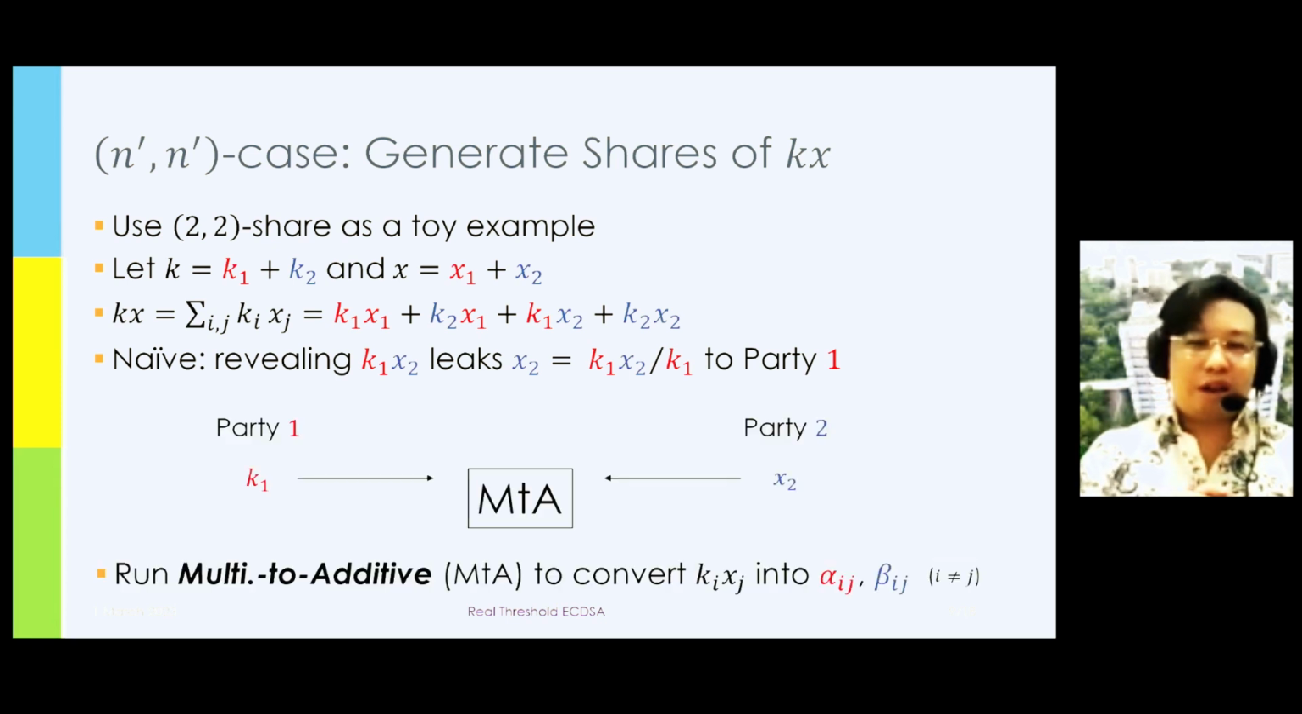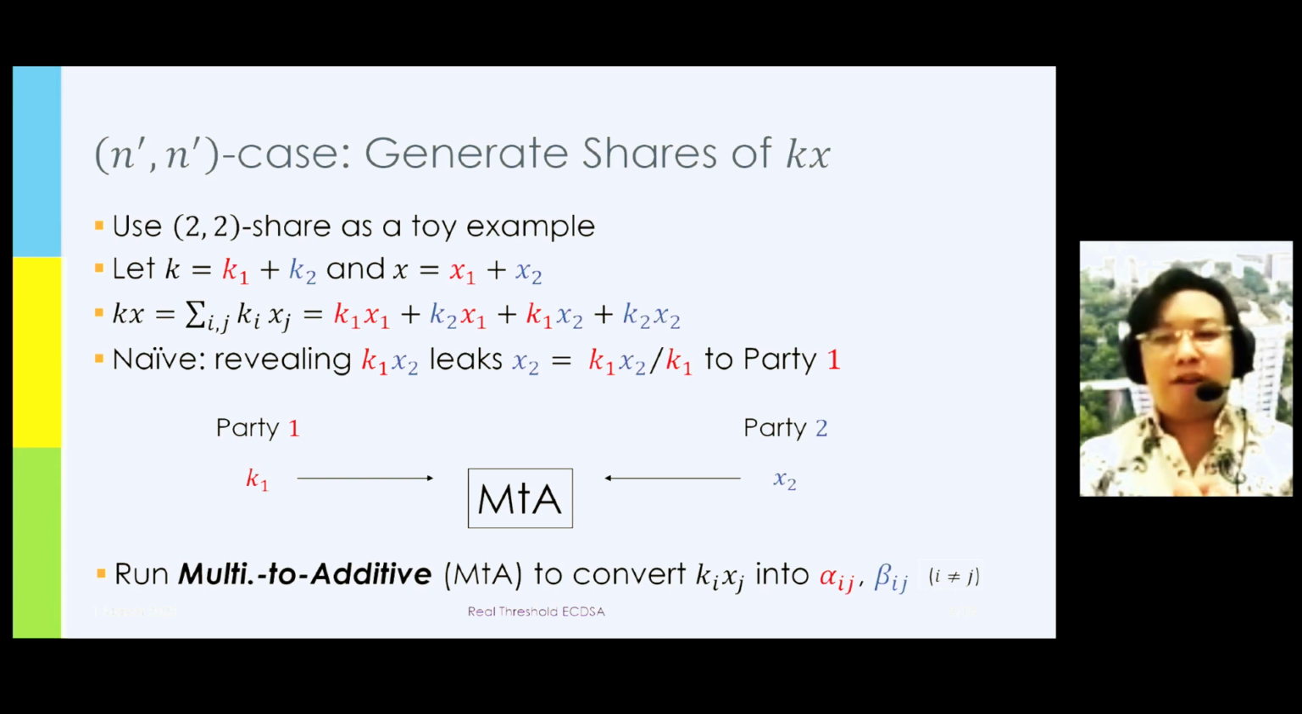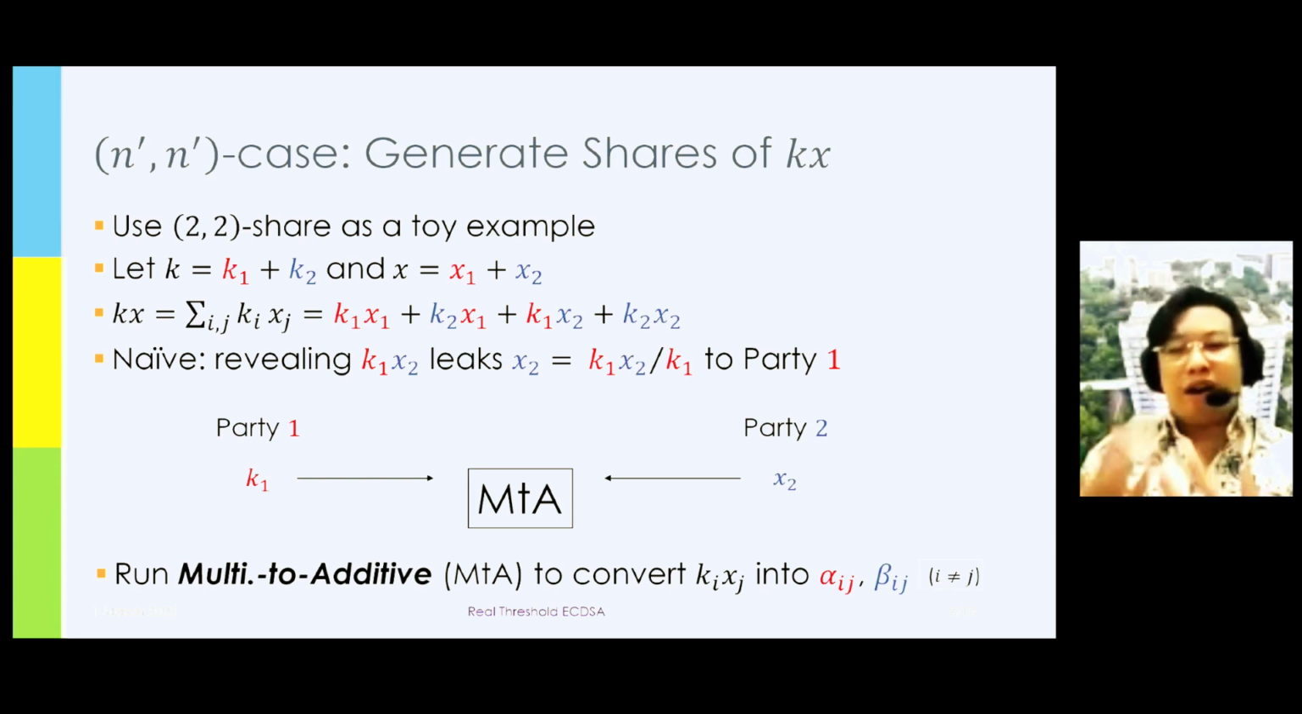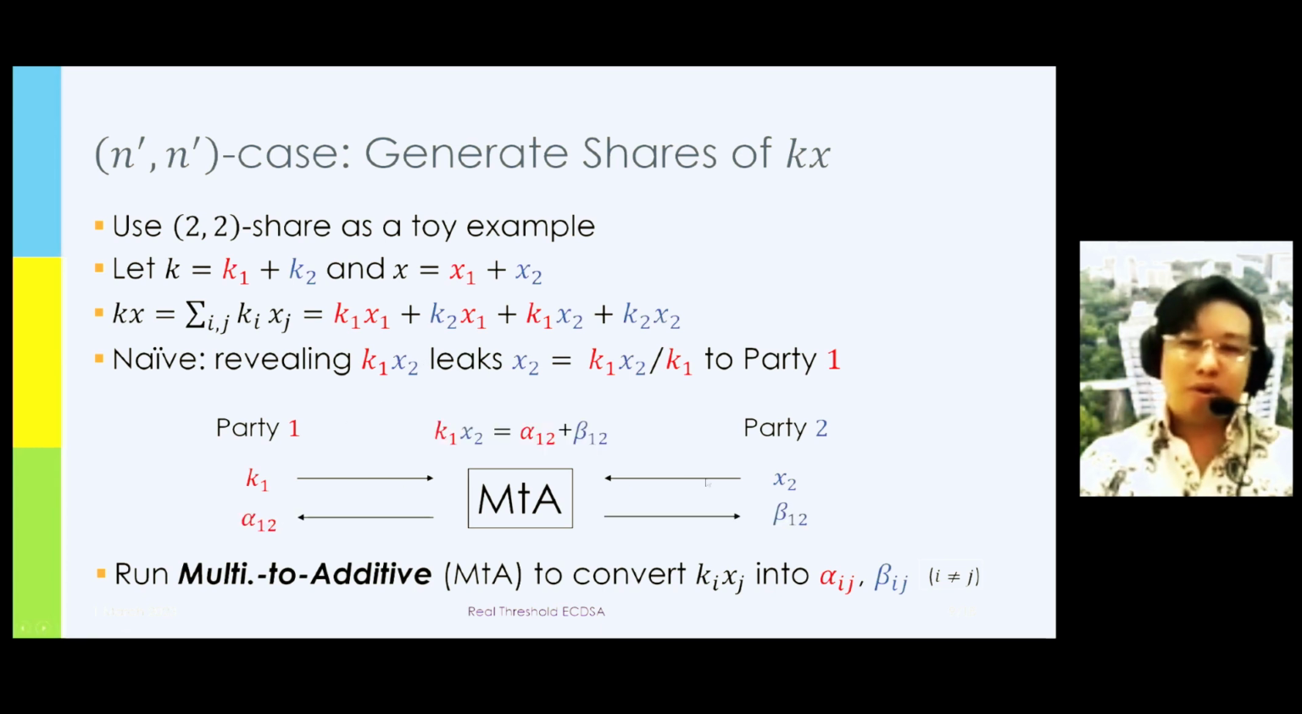So to fix it, we use the MtA protocol. MtA stands for multiplicative-to-additive share conversion. So the idea is that we put K1 and S2 in this MtA protocol. They will generate alpha and beta such that alpha plus beta will equal the result of K1 times S2. So that is like we convert something multiplicative to an additive share. So now in the few slides ahead, you will see a lot of K and S. Keep in mind that KS is equal to alpha plus beta.